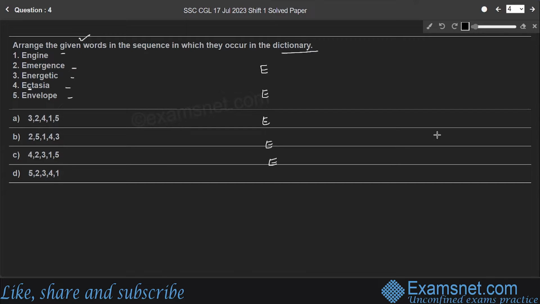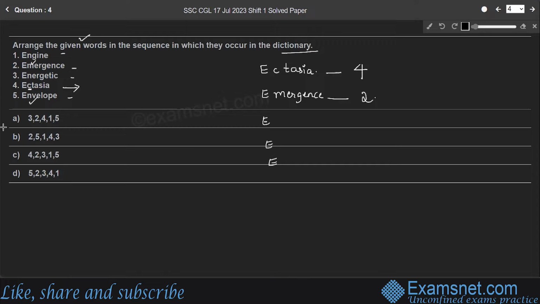Here C comes first, right? Therefore ectasia is the first word in the English dictionary. Next comes M, so emergence. So emergence is the next word. So ectasia is the fourth according to the given order, and emergence is the second one.